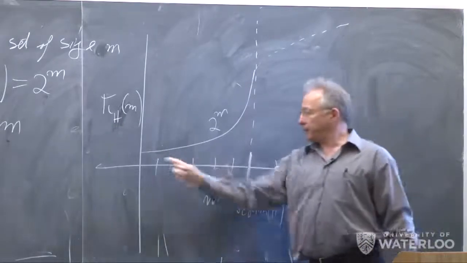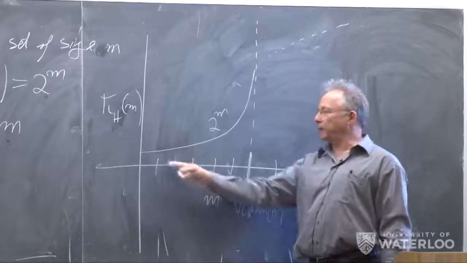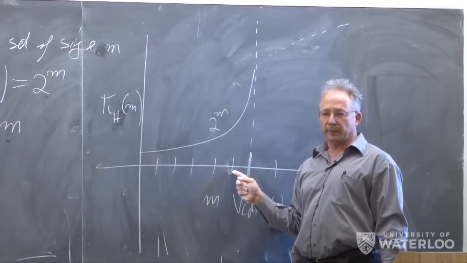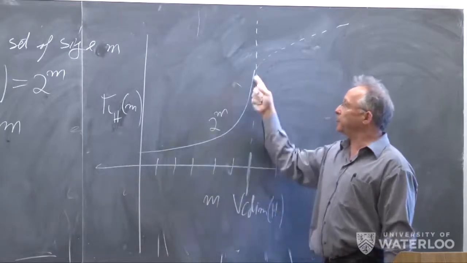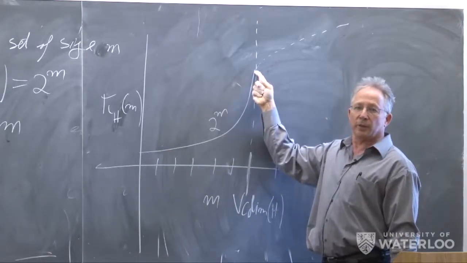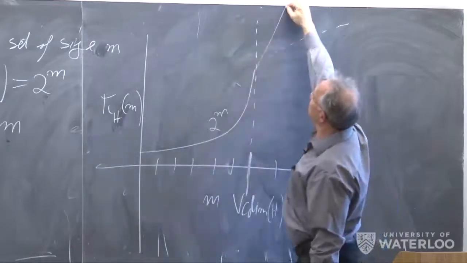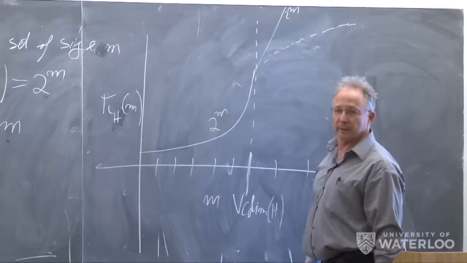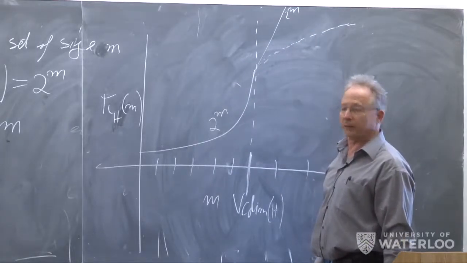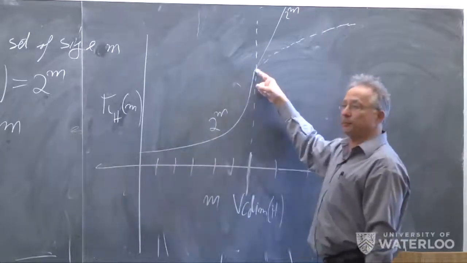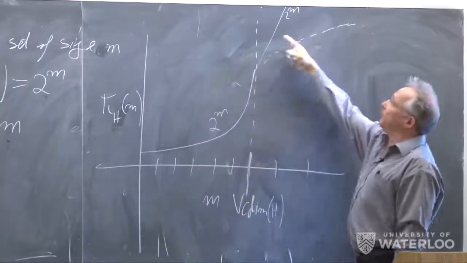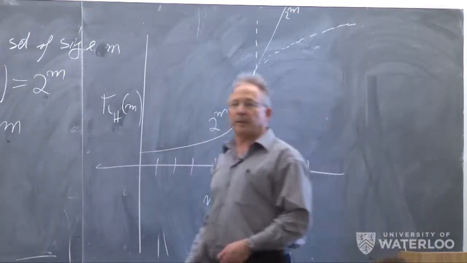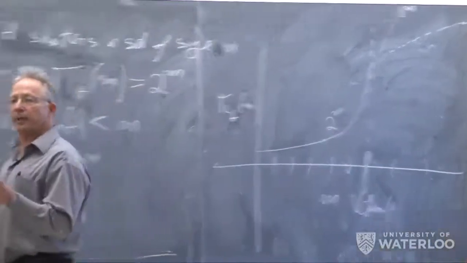Because if I shatter a set of size d, I shatter also smaller sets. I shatter all subsets of it. So it's 2 to the m all the way up to the VC dimension. When I get to the VC dimension, it is getting below 2 to the m. If this is 2 to the m, my function now goes like this. This is the shatter function. It behaves like 2 to the m up to the VC dimension. Then it is somewhat below. And what you want to ask is, how much below is it going to be?